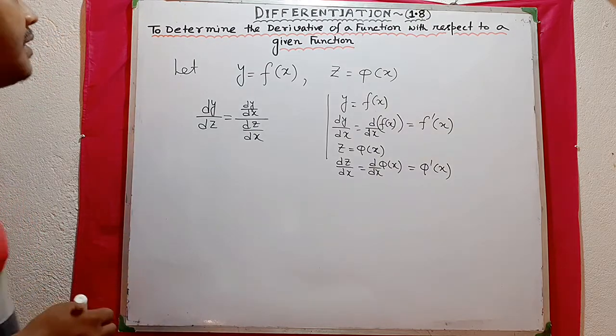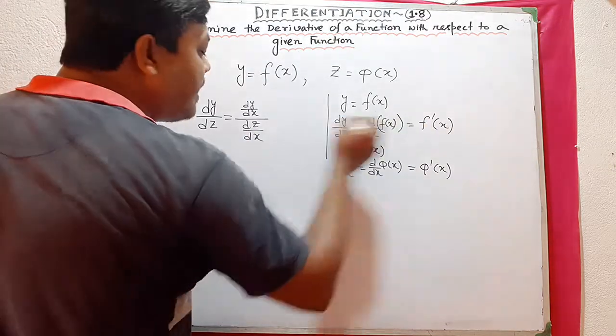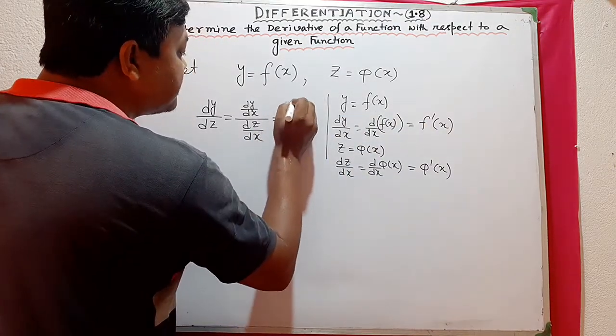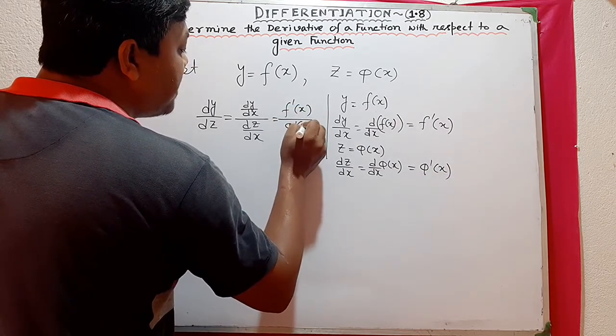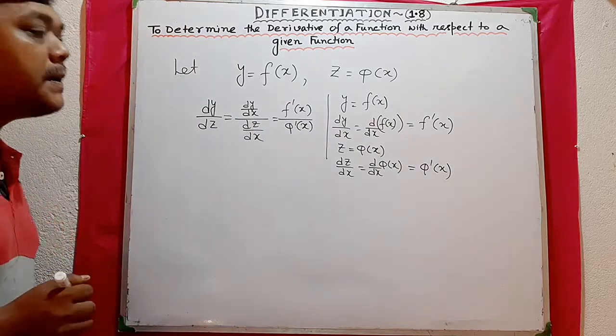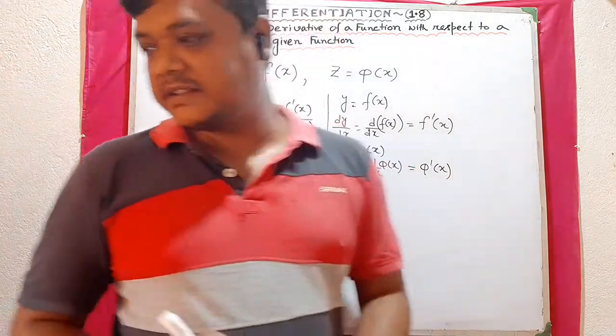Okay, so dy/dx is given to you, we have already calculated, that is f dash x, and dz/dx equals phi dash x. So the answer is f dash x by phi dash x.